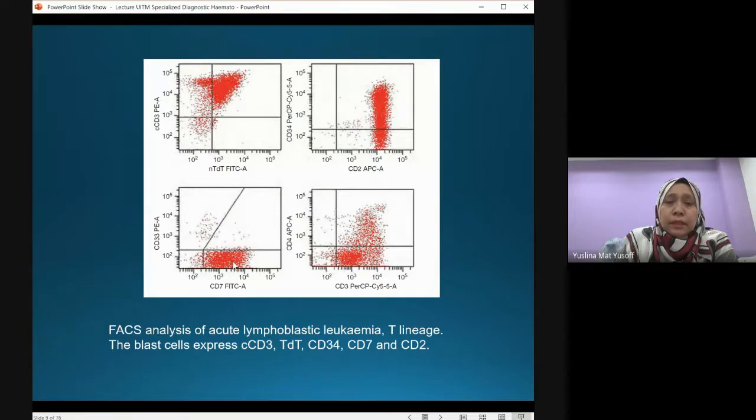for immaturity. And it is positive for CD7 and also CD3. So with this knowledge, we can diagnose that this patient has T acute lymphoblastic leukemia.